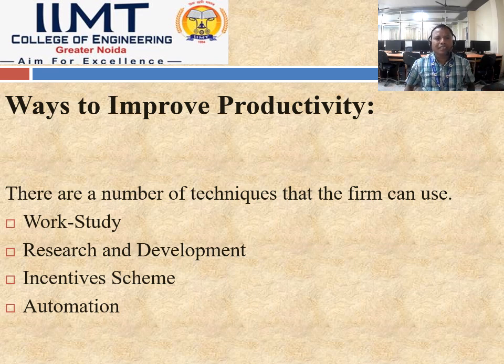Ways to improve productivity. There are a number of techniques that the firm can use to improve its productivity. First one is work study: what we are going to do, and what is the method by which we can do that thing. Second one is research and development. This is also an important part. First we can plan, do, check, act.